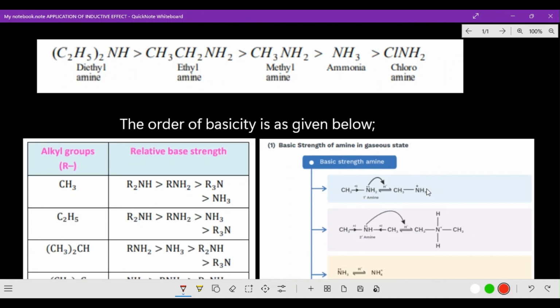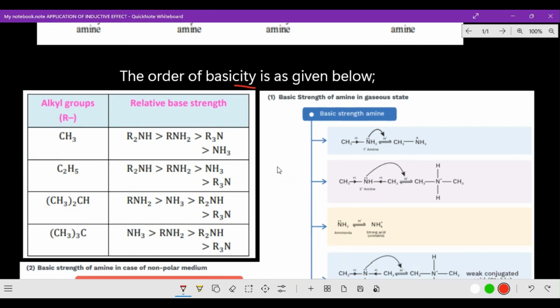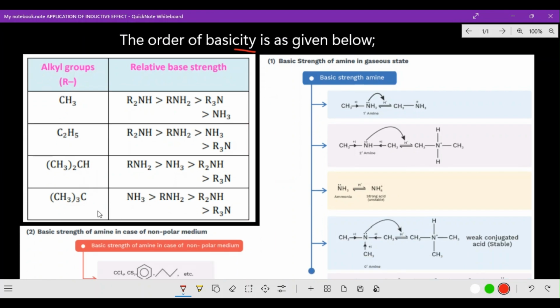Right. Now the next point we are going to go through is the order of basicity. As I mentioned for acidic strength, they have given clarity for basic strength too. Here, for the methyl group, relative base strength: R2NH is greater than RNH2, which is greater than R3N, which is greater than ammonia. Here secondary, primary, tertiary and ammonia in that way. Generally we are going to see ammonia and amines in this basic nature.